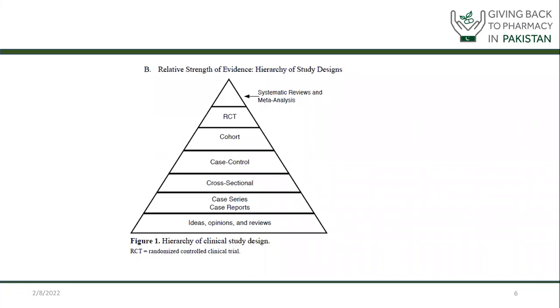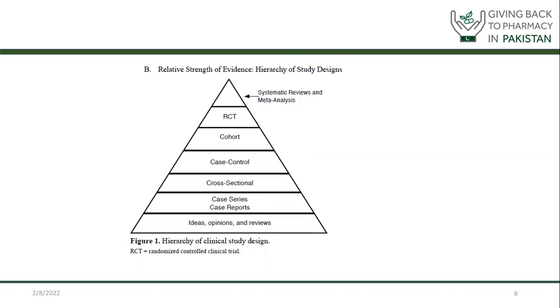Now, the relative strength of the evidence hierarchy of the study design. We have different types of studies. So what type of study is better than other? The worst or the least one is the ideas, opinions, and reviews. Case series and case reports are second. Better than that is cross-sectional. Better than them is case control, then cohort, and the best is RCT. And when we combine a lot of studies and get a mixture, this is called a systematic review and meta-analysis.